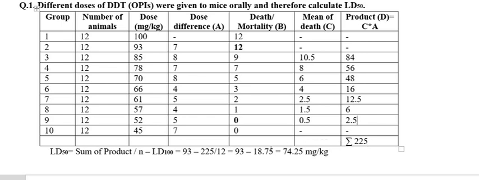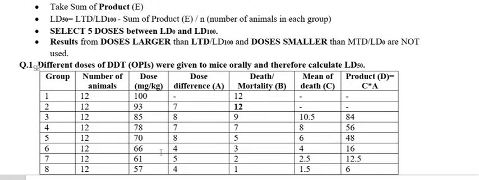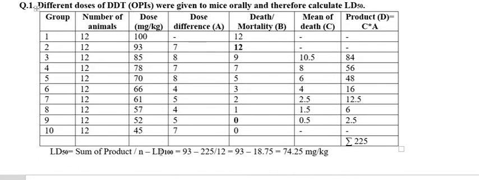So now we are going to calculate the LD50. The formula for calculation of LD50 is equal to sum of product divided by number of animals in each group minus LD100, the least tolerated dose. Now we have to calculate the LD50. So what is the formula? The formula is the sum of product.